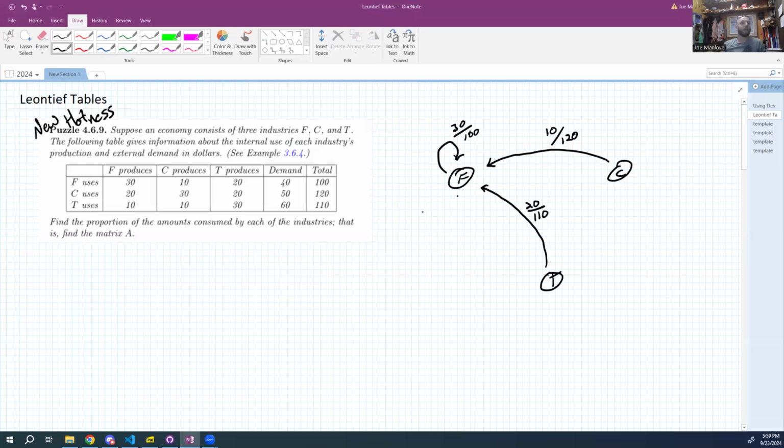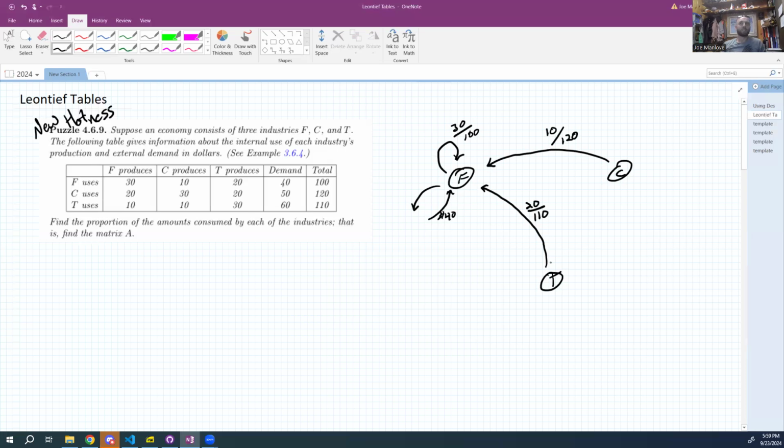Then we can also add our demand in. So F produces $40 worth of goods and intakes a straight up $40. So the rest of these I'm writing as proportions because we're going to have to account for their own production. But that $40 is straight up. There are just dollars coming into F's economy, or F sector of the economy.